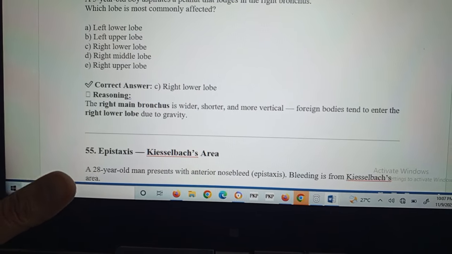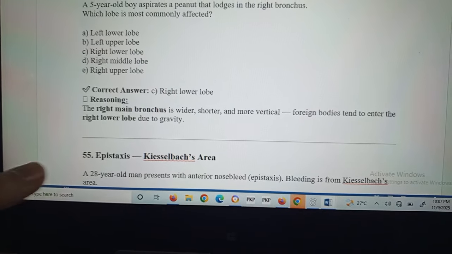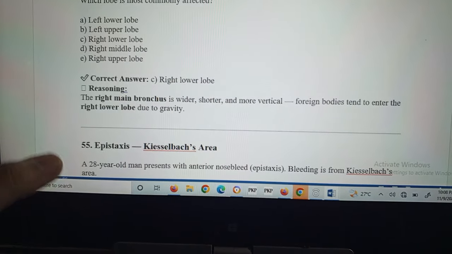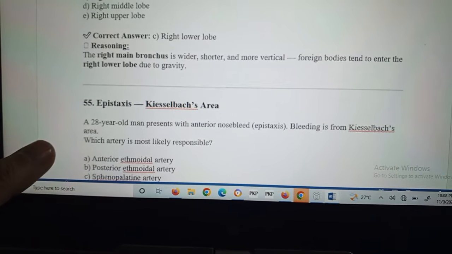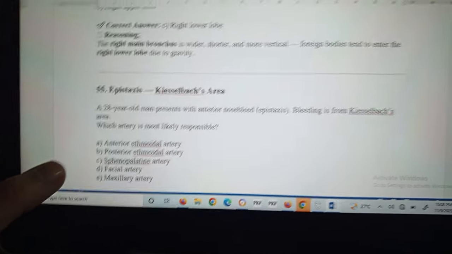Right main bronchus is wider, shorter, and more vertical. Foreign bodies tend to enter the right lower lobe due to gravity. Now this needs to be evaluated, whether this is the upper lobe or the lower lobe. This should be the lower lobe.